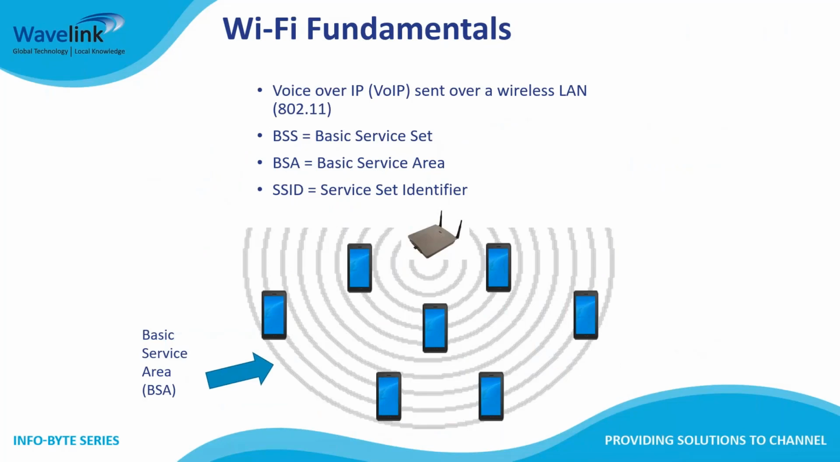Fundamentals, obviously: the basic service area is the signal that the clients can hear. The basic service set is what is being broadcast, and what the clients connect to, as well as the service set identifier, which is the SSID that floats in the air.